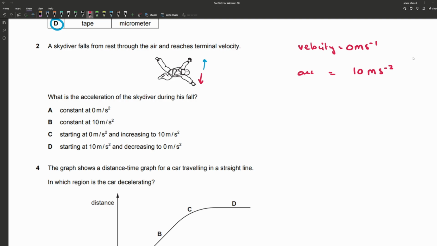Now coming back to the question, what is the acceleration of the skydiver during his fall? A, constant at 0 meters per second squared? No, this is incorrect because in the start he has an acceleration of 10 meters per second squared. B, constant 10 meters per second squared. This is also incorrect because his acceleration decreases due to air resistance. C, starting at 0 meters per second squared and increasing to 10 meters per second squared. This is also incorrect because, as we know, in the start his acceleration is 10 meters per second squared. D, starting at 10 meters per second squared and decreasing to 0 meters per second squared. This is the correct answer.